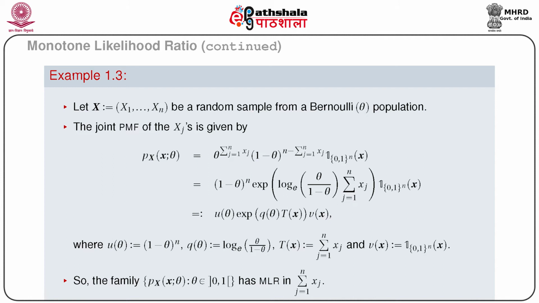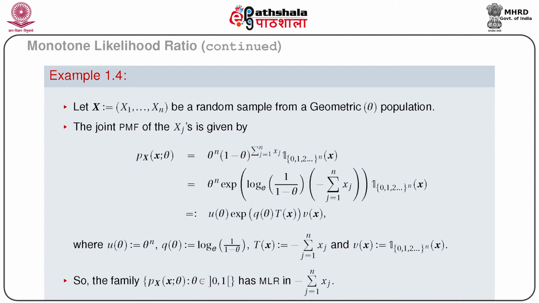Next, we consider our third example. Let x1, x2, ..., xn be a random sample of size n from a Bernoulli(θ) population. Therefore, P(x,θ) = θ^(Σxi) (1-θ)^(n-Σxi), which is equal to (1-θ)^n exp(Σxi log(θ/(1-θ))). If we set u(θ) = (1-θ)^n, q(θ) = log(θ/(1-θ)), T(x) = Σxi, and v(x) = 1, then we see that P(x,θ) has MLR in T(x) = Σxi.